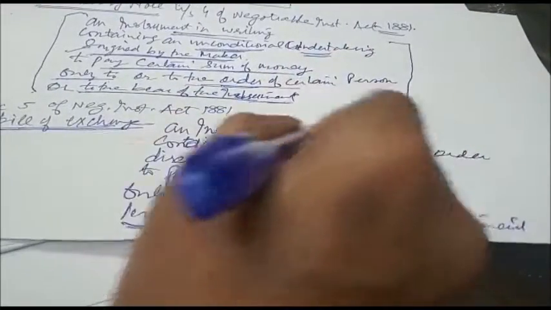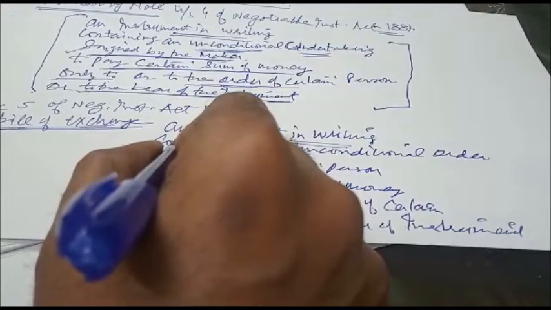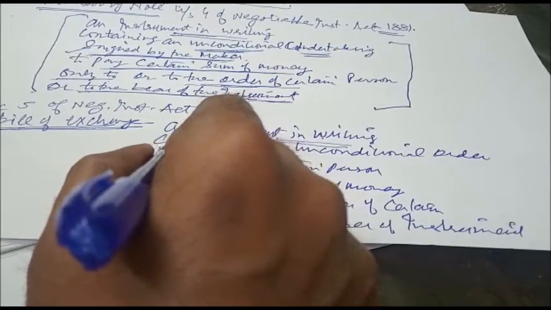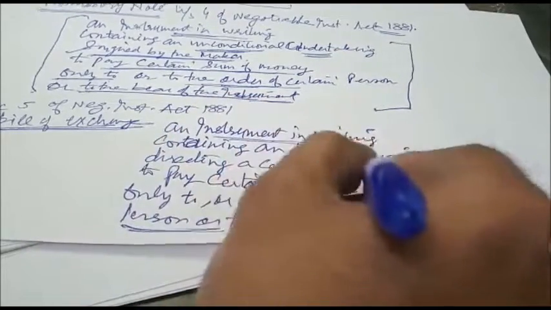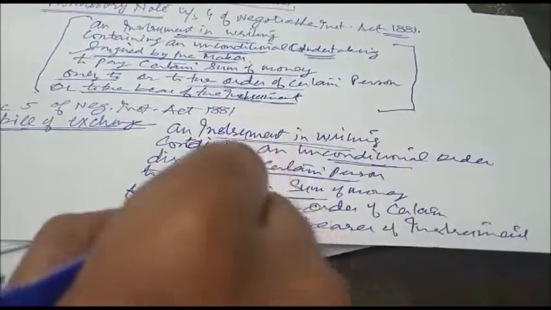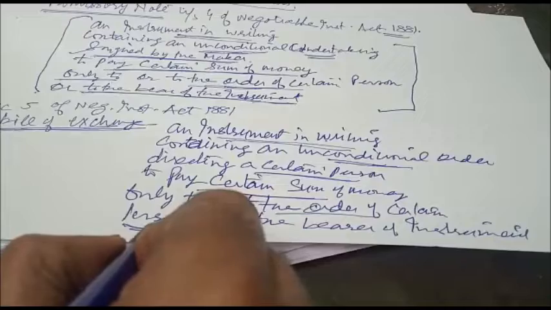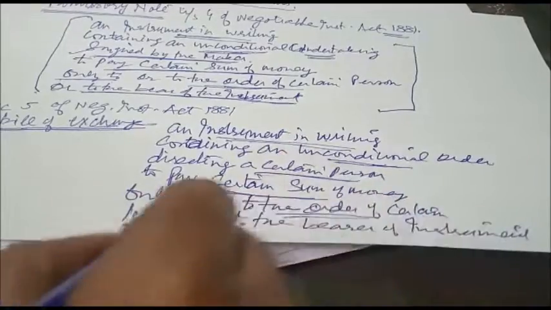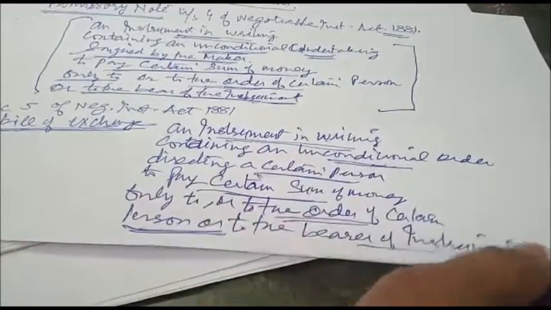This means a bill of exchange must be in writing, and it is an unconditional order directing a certain person to pay a certain sum of money only to, or to the order of, a certain person or to the bearer of the instrument.